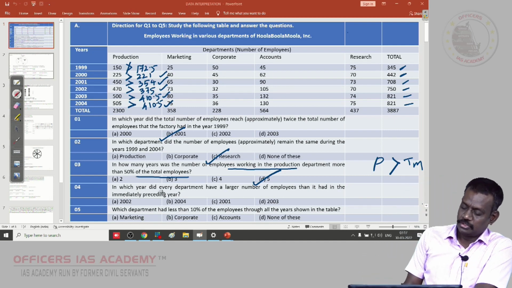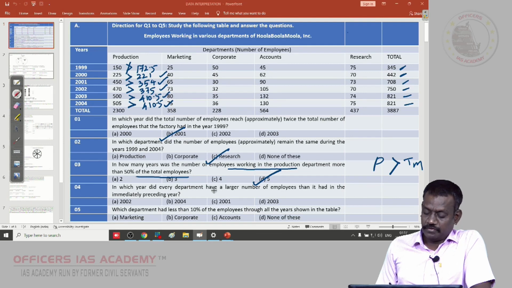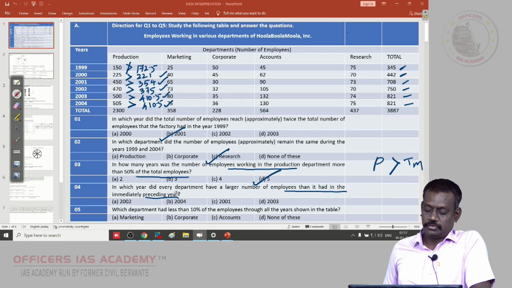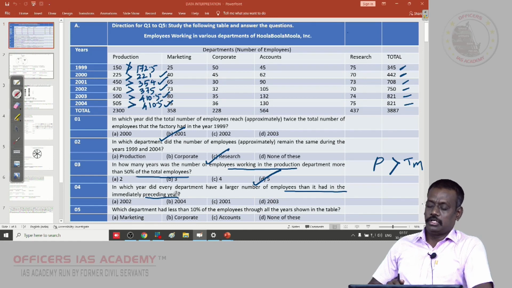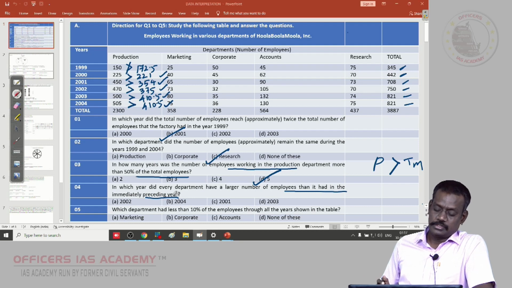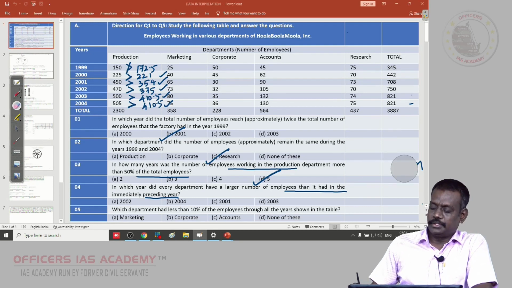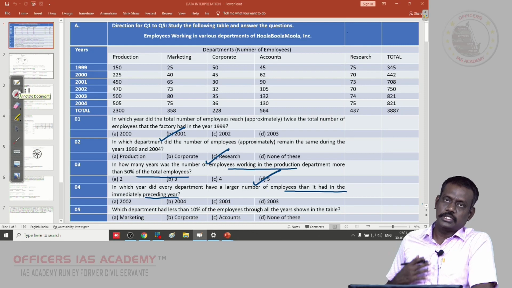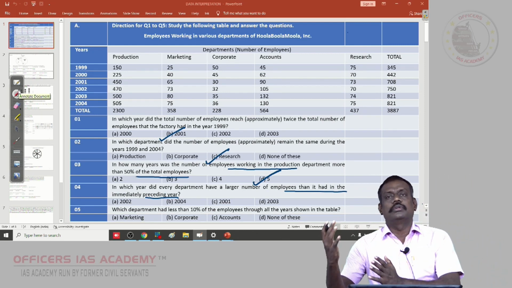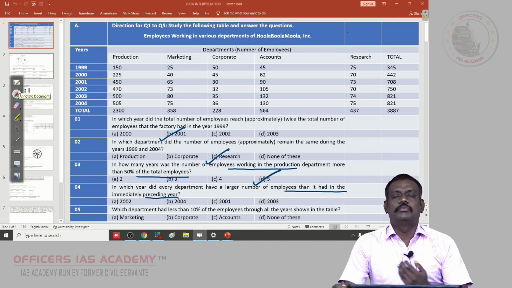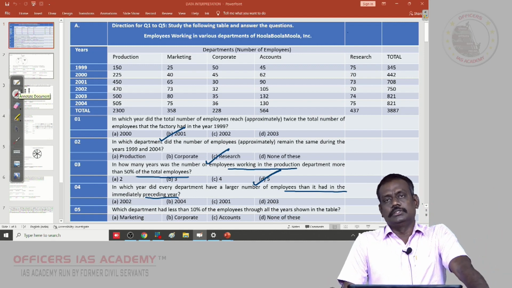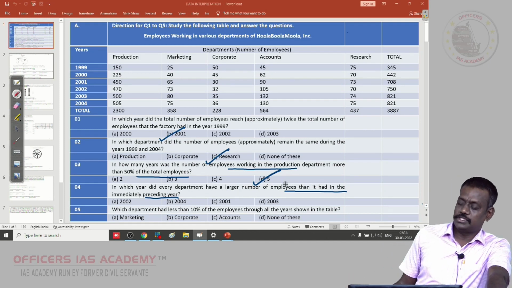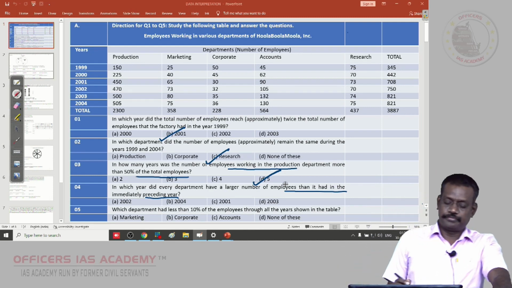And next question, in which year did every department have a larger number of employees than it had in the immediately preceding year? Okay, in which year did every department have a larger number of employees than it had in the previous year? So data interpretation questions like this will not be much difficult to solve. These are the areas where you can score good marks, I mean full marks, and that will boost up your total count there. Okay. So here, in which year did every department have a larger number of employees than in the immediately preceding year?